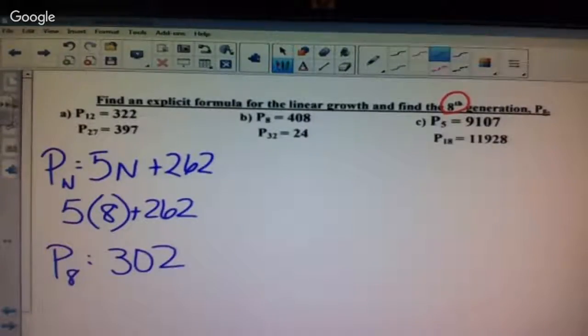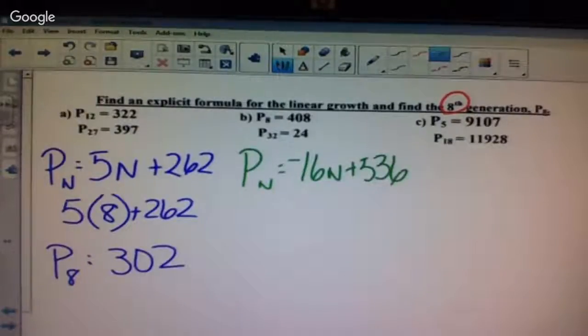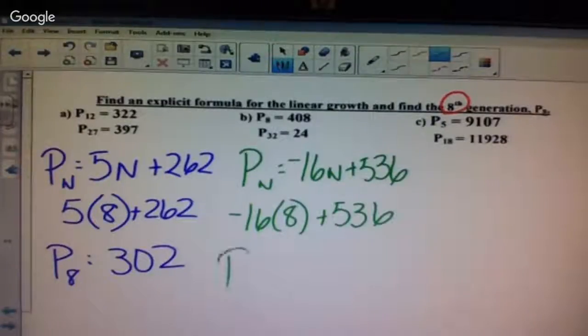Okay. What's my equation look like for this one? What's my d value? 16. Not just 16. Negative. You have to show that it's going down. My Y values have gone down, so that's a negative. Okay? What's your starting value? 536. So then when I plug in 8, whoops, that should be a plus, not an equal this time. What do I get for the 8th generation? Anybody? 408. 408. Or 88.